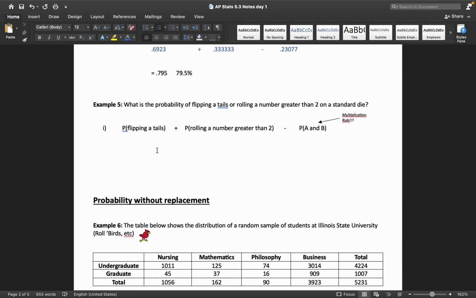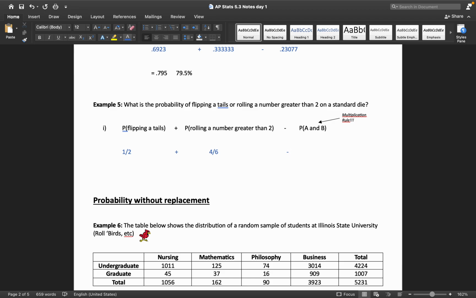All right, let's try another one. Probability of flipping a tails or rolling a number greater than 2. So I need to do our general addition rule, which is the probability of flipping a tails. That's 1/2. Plus the probability of rolling a number greater than 2. That's 3, 4, 5, 6. That's 4 out of 6. If I were to add 2/3 plus 1/2, that's 1.16 or 117% chance that that happens.